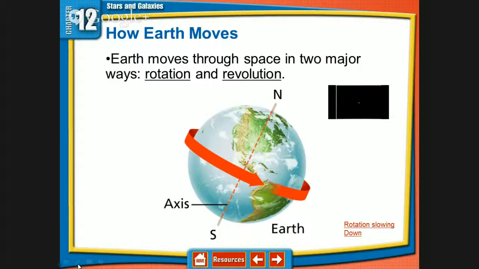All right, now, understand that the Earth revolves around the sun. That means it goes around the sun counterclockwise. But it also rotates on its axis counterclockwise as well. Okay? The tilt of the Earth is 23.5 degrees. That's the tilt of the Earth, 23.5 degrees. And that tilt is a major contributor to our seasons here on Earth. Summer, winter, fall, and spring, which is what we're in right now.